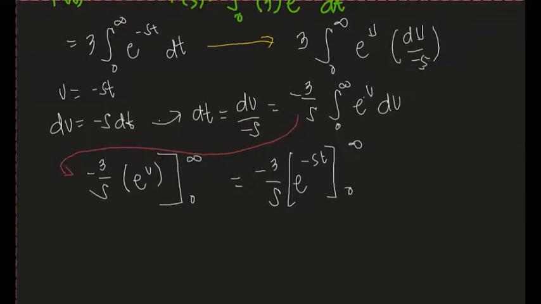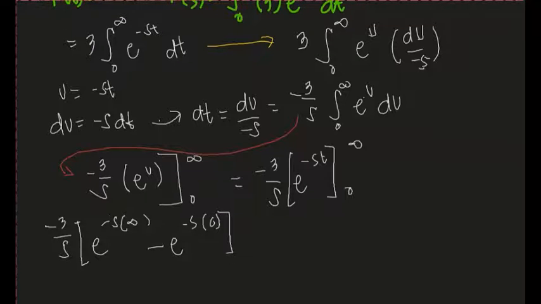So, this time, we substitute the values again. So, we have negative 3 all over s multiplied by, for our function, we substitute here, this will be equal to e raised to negative s multiplied by infinity minus e raised to negative s multiplied by 0.